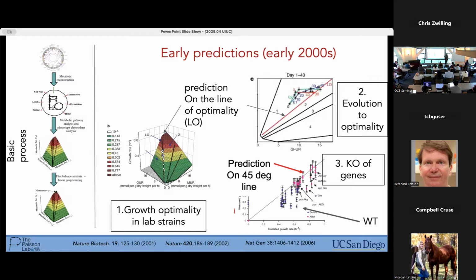So then we challenged them even further. We took a bunch of knockout strains, measured the growth rates, the blue dots prior to evolution. Then we evolved them, got the pink dots, and they're all pretty much on the 45-degree lines where we were comparing experiment to computation. And this was very shocking, that this worked so well for such a simple model.